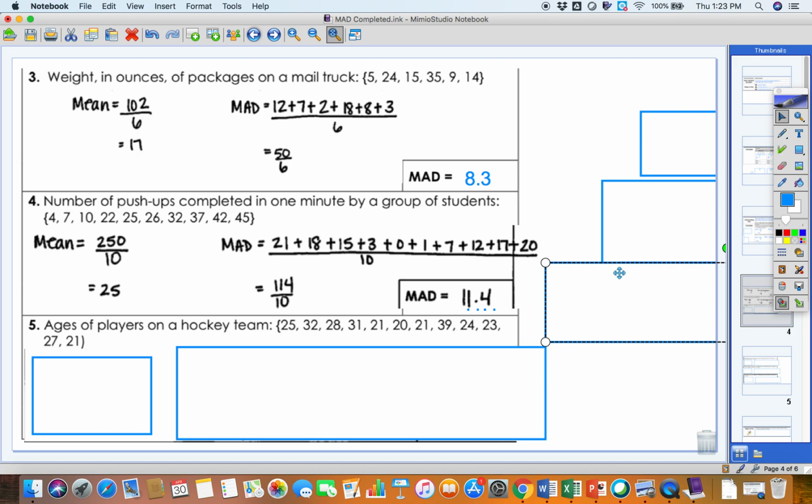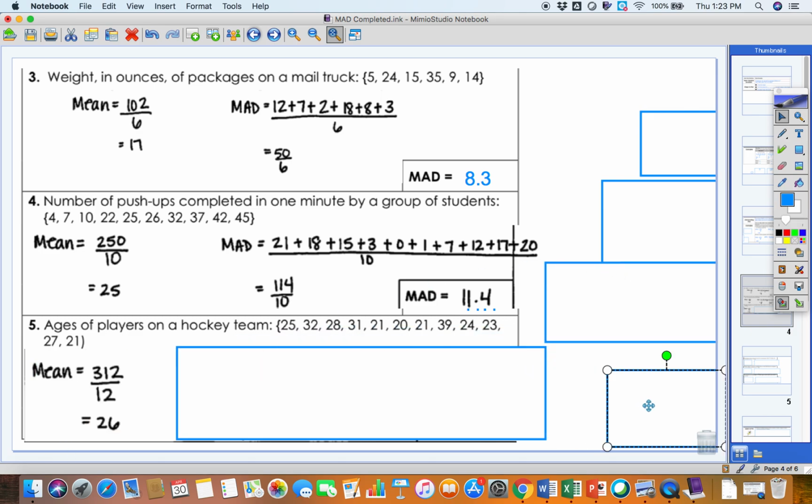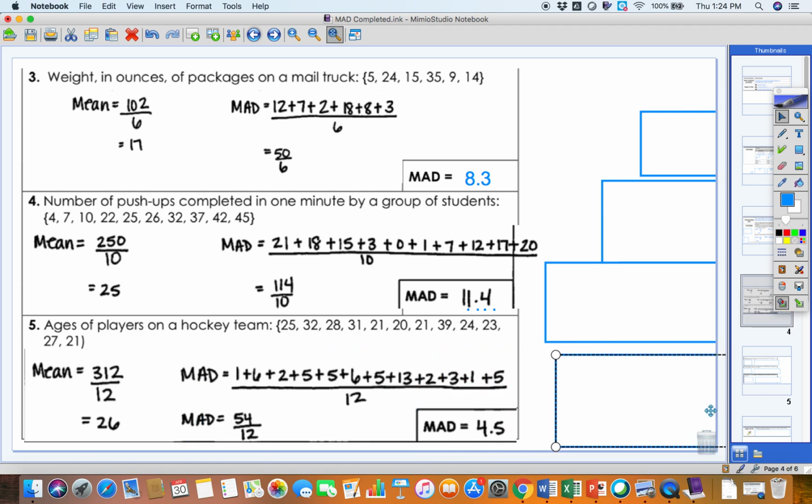The ages of the players on a hockey team. Again, first step, find the mean, which is 312 divided by 12. So the mean is 26. Then you take the difference between 26 and each of your data points, add those numbers together, and divide by 12. And you get 54 divided by 12, which is 4.5.